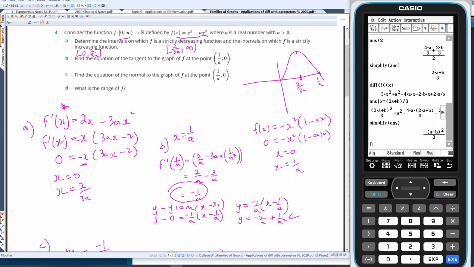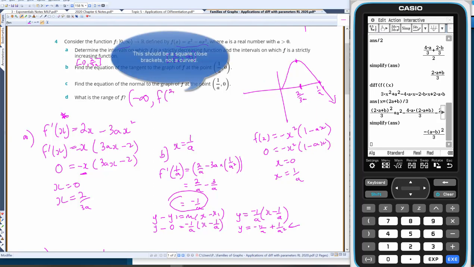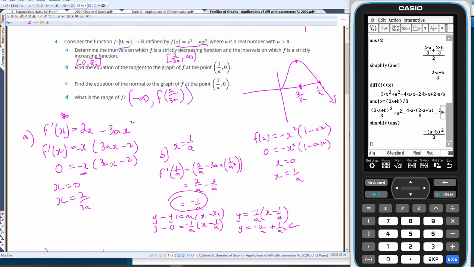All right, what is the range of f? Well, what we can see is negative infinity is the lowest value because that's where it continues, all the way up to this point here, which is going to be the local maximum and also the absolute maximum. And that can be acquired by doing f of 2 over 3a. Whatever that value is, that's the x value where the turning point or stationary point occurs. So if I insert that in, I'm going to get my y value.